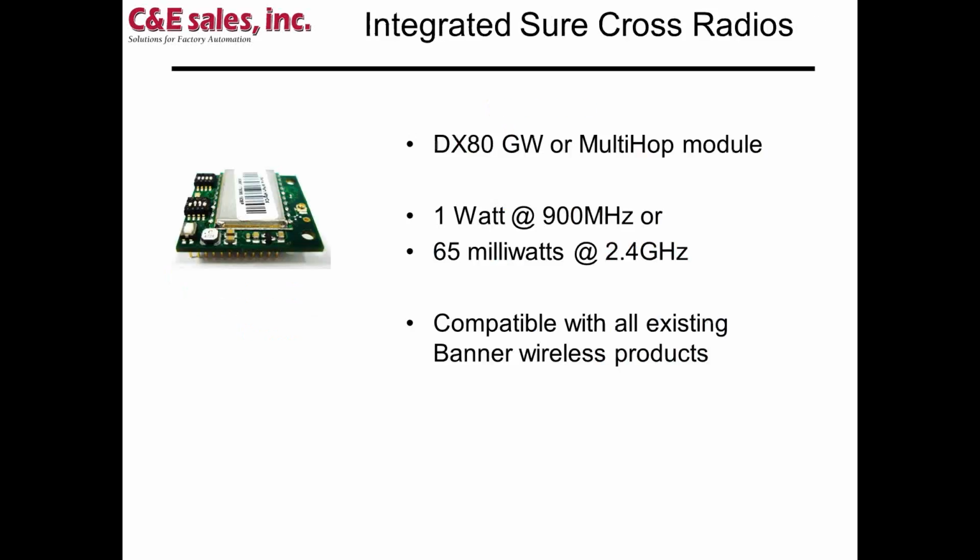Here's the integrated cross radio. Again, we said it can either be this DX80 gateway or a multi-hop. These can work at 1 watt at 900 megahertz. There's actually a 250 milliwatt also in the 900 megahertz range, or 65 milliwatts at 2.4 gigahertz. So this is compatible with all existing Banner wireless products. Any wireless products to date that have been out 10 years or so can still work with this DXM100, the new generation.